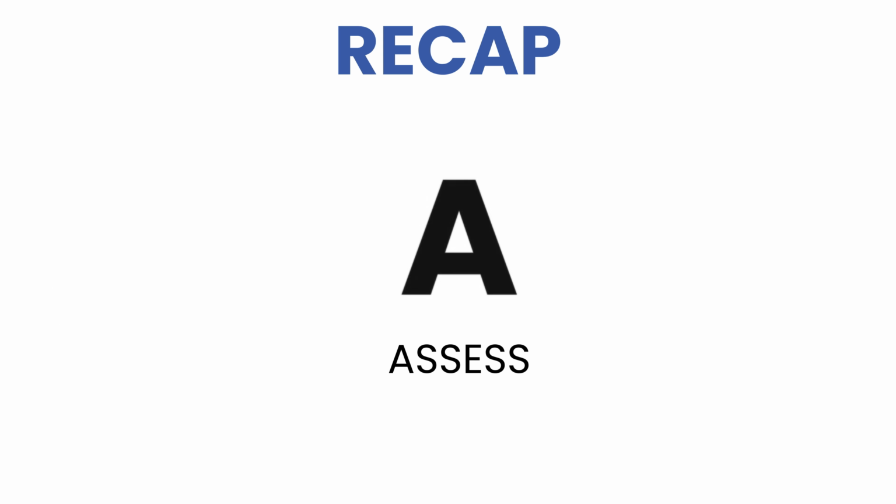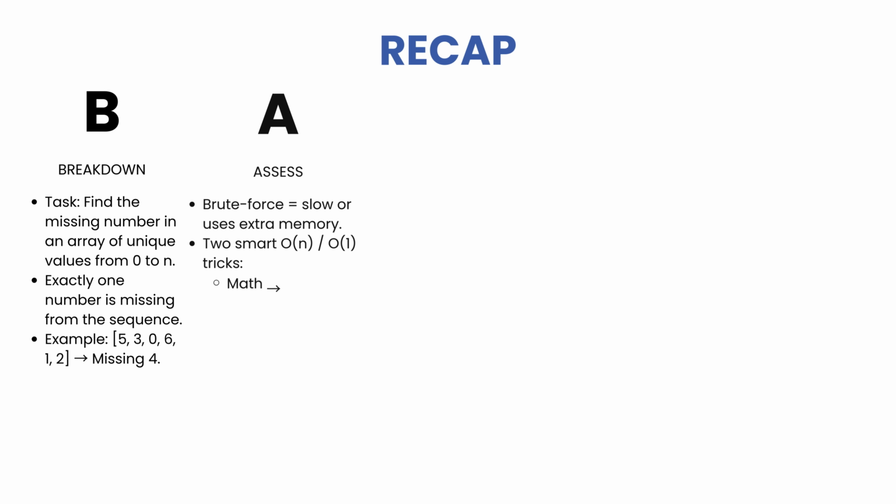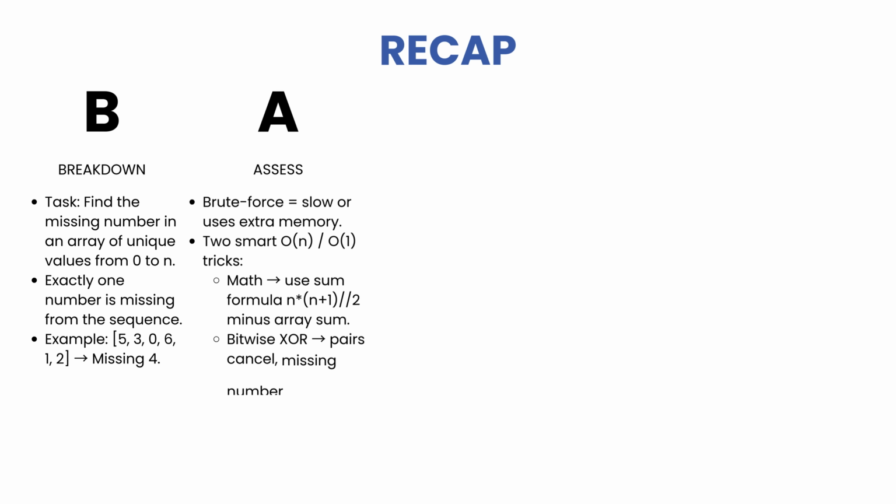Approach recap. We explored different methods. The brute force approach, while straightforward, isn't efficient. Instead, we looked at two elegant O(n) solutions, the mathematical approach using the formula for the sum of the first n numbers, and the XOR trick where matching pairs cancel each other out, leaving the missing value behind. Both methods are smart, fast, and memory efficient.